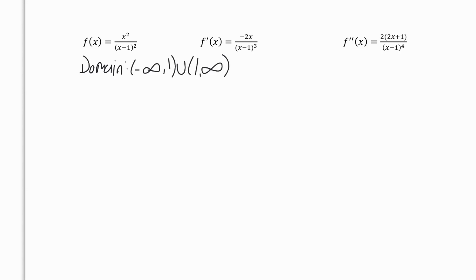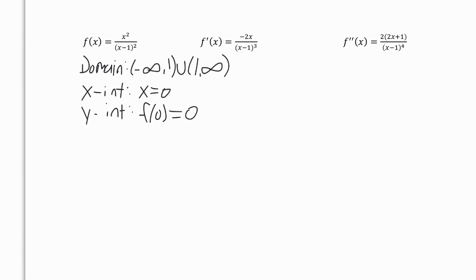Now we can go ahead and find that x-intercept. It looks like the x-intercept is happening at x equals 0. And the y-intercept looks very similar. If we plug in f of 0, we also get 0. So the x-intercept and the y-intercept are the same. It looks like it's going through the origin.